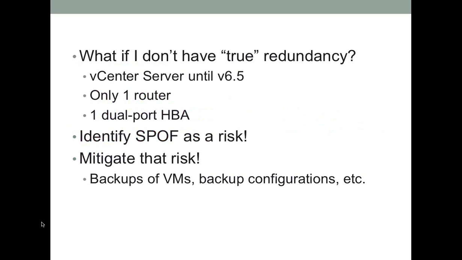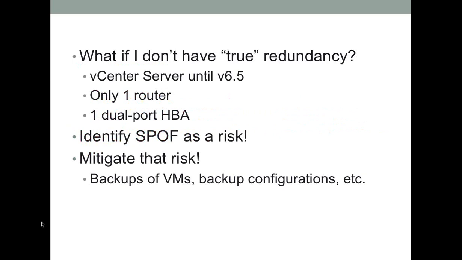Okay, we of course know now in version 6.5 that we do have vCenter HA. Now I will kind of stop and warn you. As far as I know, the current version of the VCAP is on 6.0. Okay, so take that into account.